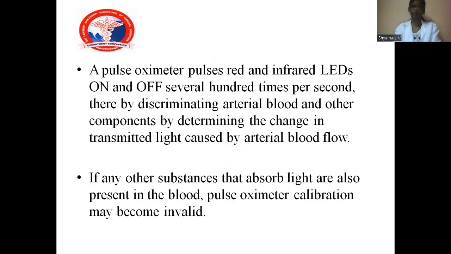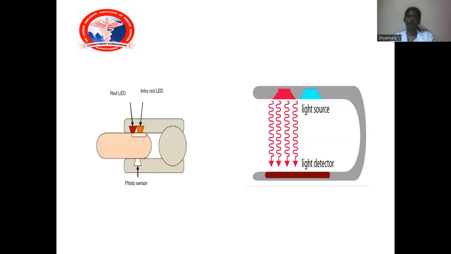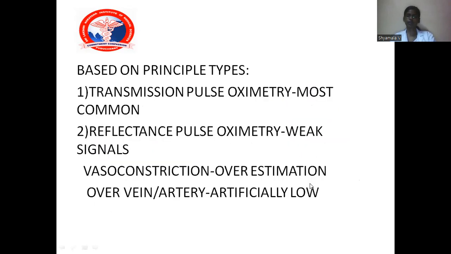A pulse oximeter pulses red and infrared light emitting diodes several hundred times per second, thereby discriminating the arterial blood from other components by determining the change in the transmitted light caused by arterial blood flow. If any other substances that absorb light are present in the blood, they make the pulse oximeter calibration invalid. These are the light emitting diodes present on one side, which are detected by the light detector present on the opposite side.